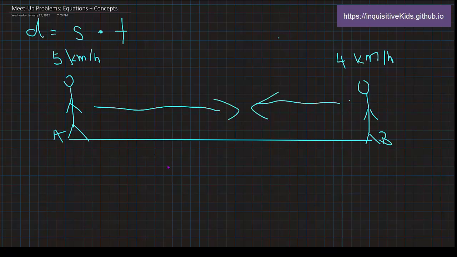So, we know that this distance right here, the total distance from A to B is 200 kilometers. So we have the distance and we have the speeds. I'm going to be asking you, how long will it take for them to meet up?